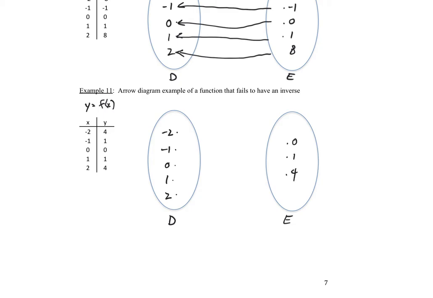So how does this function look? Well, we map -2 to 4. So let's put an arrow there. We map -1 to 1. So let's put an arrow there. We're going to map 0 to 0. Let's put another arrow there. We got 1 also going to 1. And then we got 2 also going to 4.